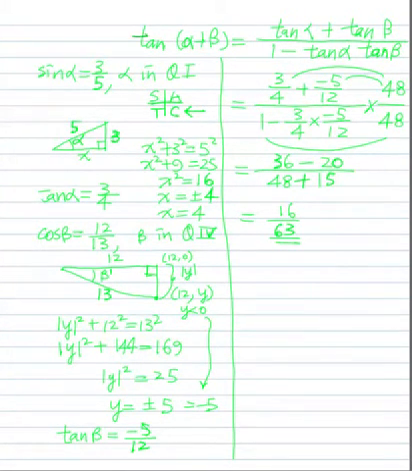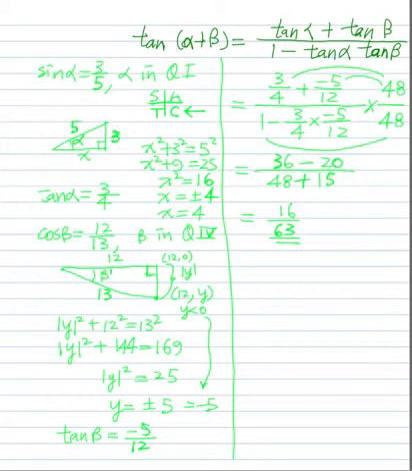We want to find tangent of the sum alpha plus beta. We use the sum identity for tangent. Then it equals, in the numerator, tangent of alpha plus tangent of beta. In the denominator, we have 1 minus tangent of alpha times tangent of beta.